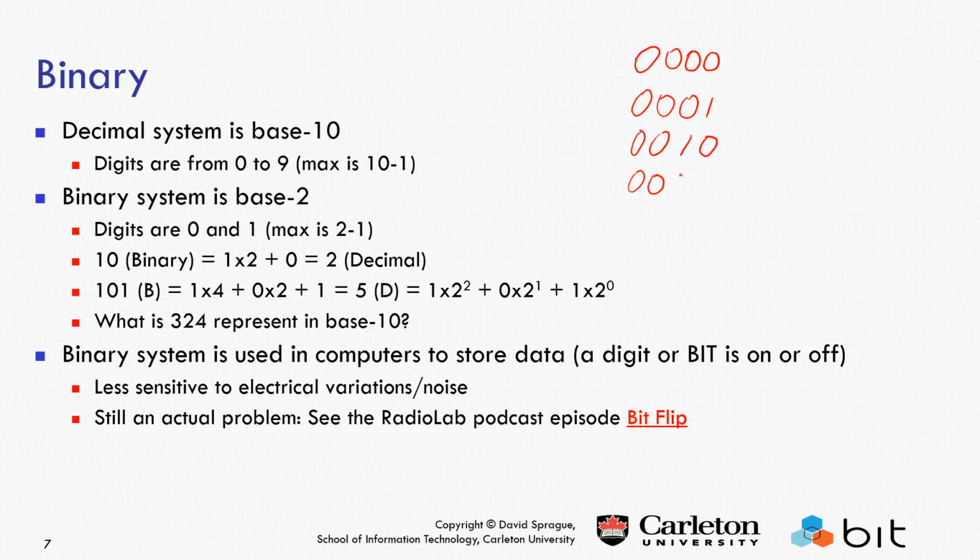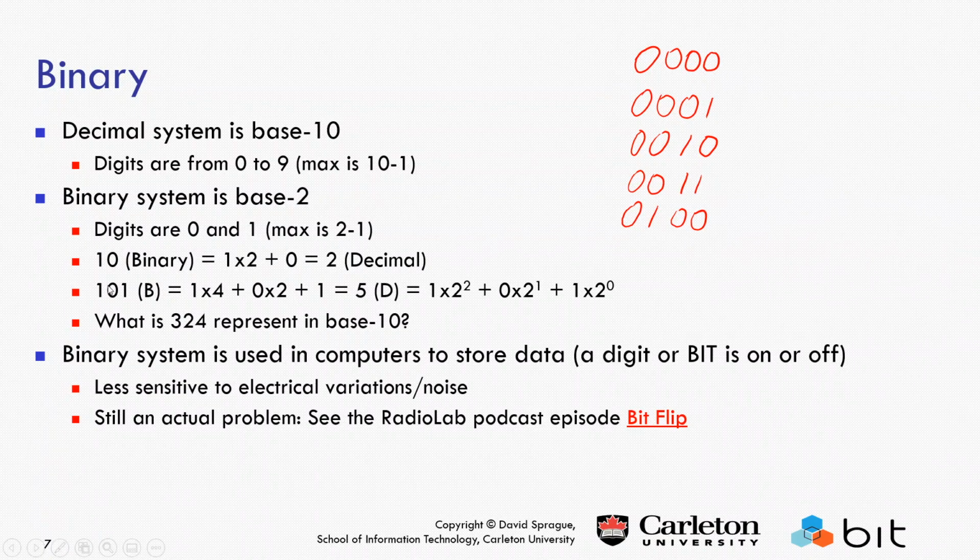I add another 1. When I add 1 to this, I will overflow. This will overflow, and then it's going to cascade over. So 0, 1, 0, 0. So that is the decimal numbers 0, 1, 2, 3, and this is 4 in binary. Okay.